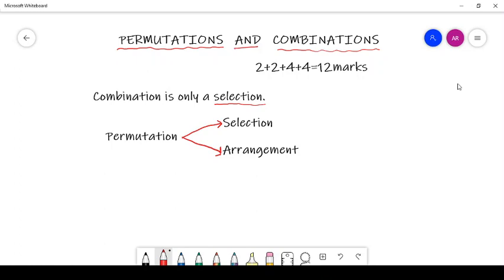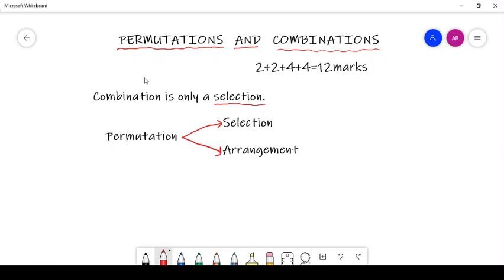Now we are going to learn about permutations and combinations. This chapter contains two 2-mark questions and two 4-mark questions, a total of 12 marks in IPE. We don't have a choice in the 2-mark questions, so you have to learn very carefully. You should complete your work day to day without leaving it pending.